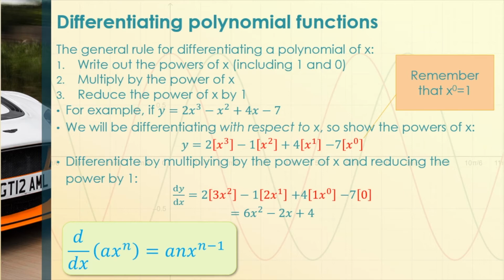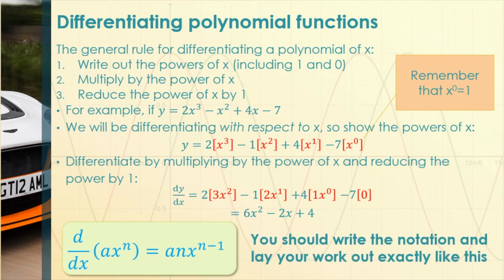The last step then is just to simplify. The 2 times 3 becomes 6x squared. 1 times 2 becomes 2x to the power of 1, which is just x, plus 4 times 1x to the power of 0, which is just 1, so it's 4. You should write the notation and lay out your work exactly like this.